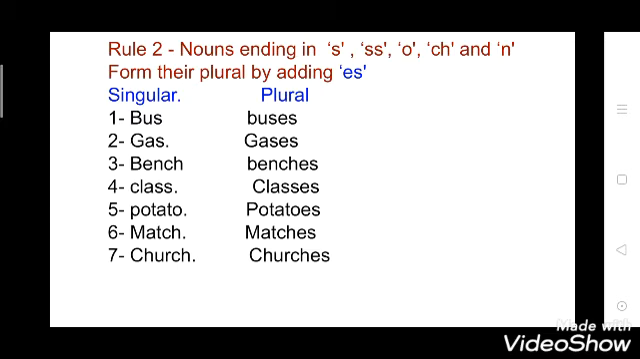Now see the second, gas. In this you have added es, gases. Bench, benches. Here in bench there is ch, so you will add es. Then class, there is double s, classes. Potatoes.